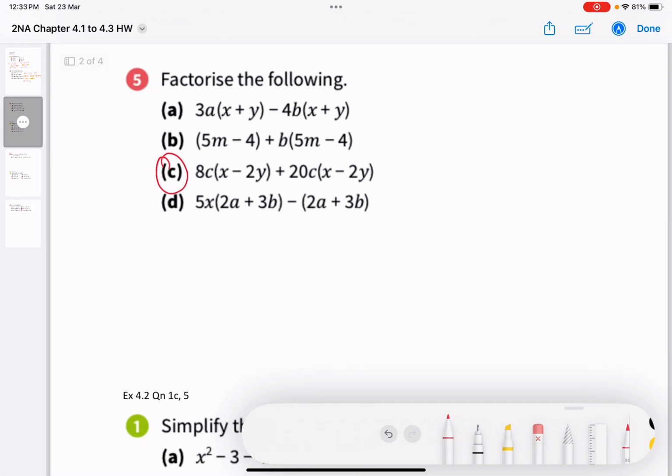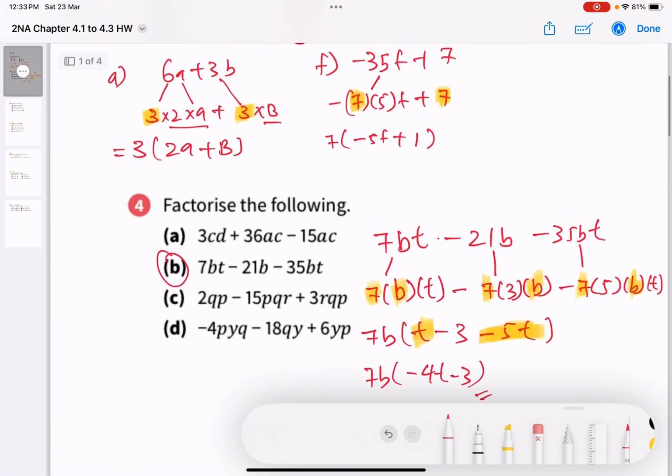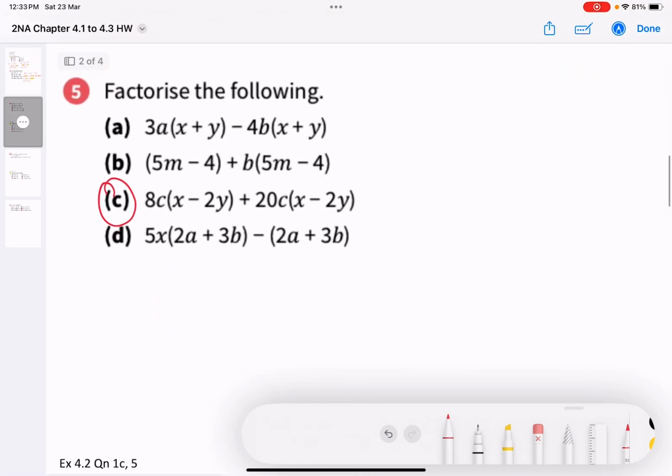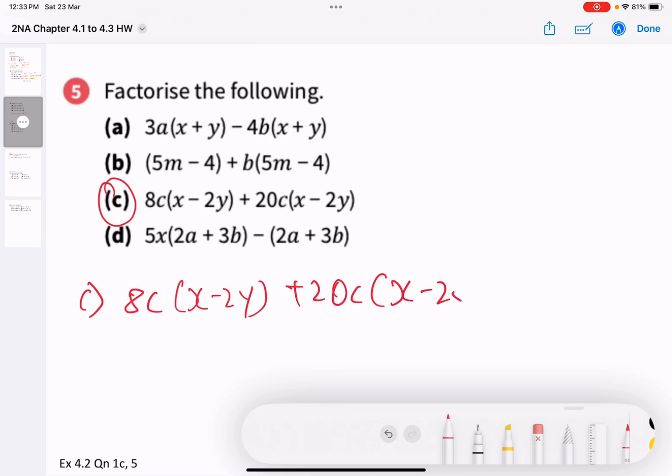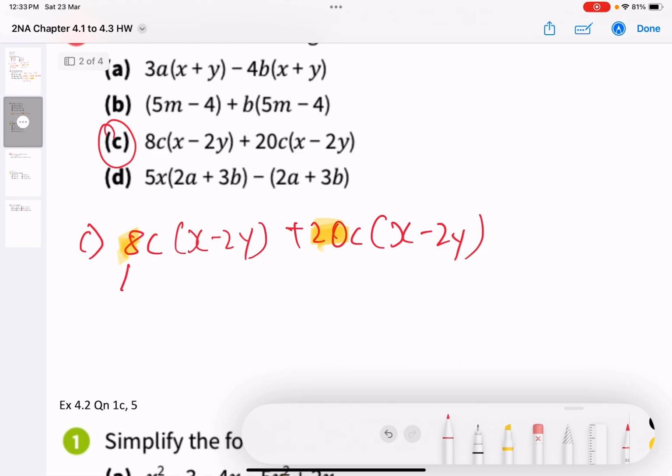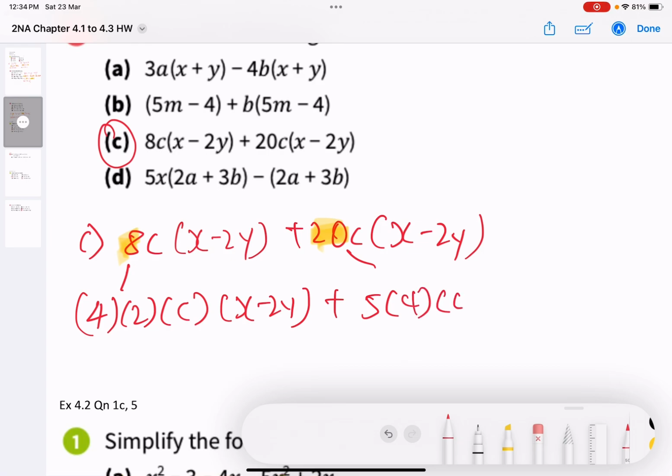Okay, question number 5. In this question, I have 8c(x minus 2y) plus 20c(x minus 2y). Now, I notice that this 8 and this 20 can be broken down into further factors. I know 8 can be 4 times 2 times c(x minus 2y), plus 20 can be broken down into 5 times 4 times c(x minus 2y).